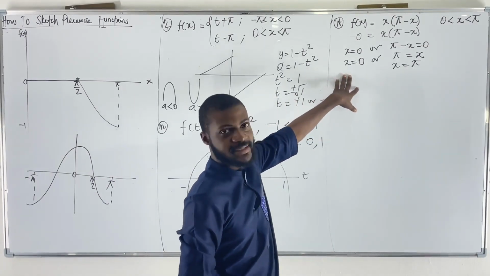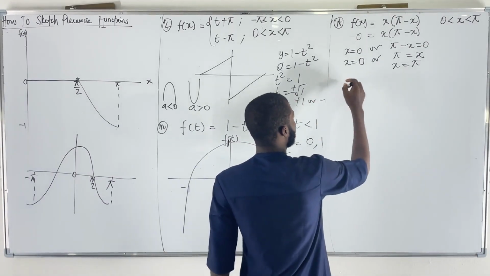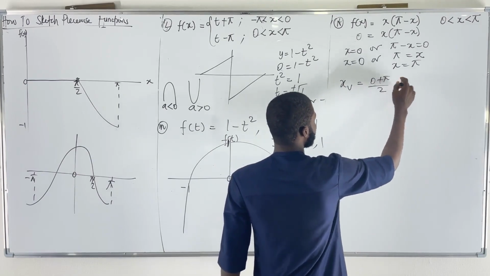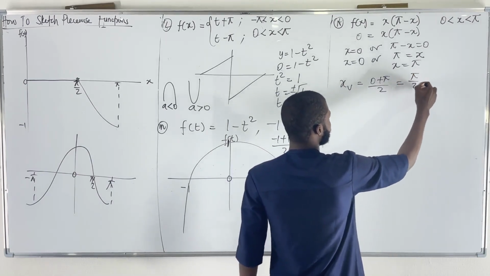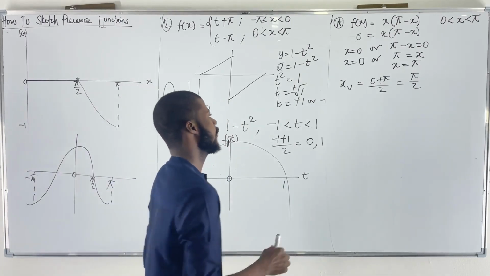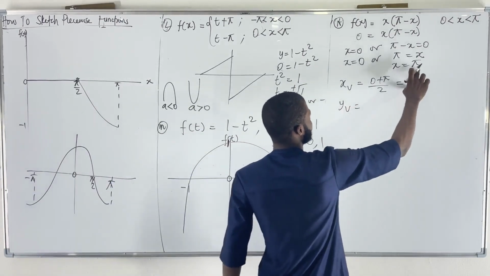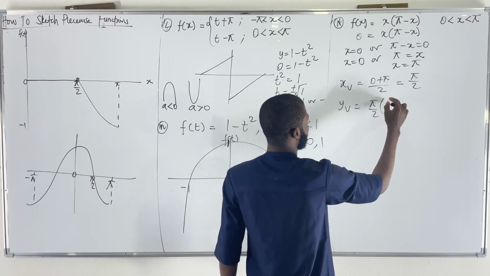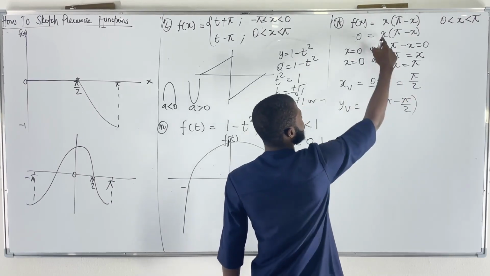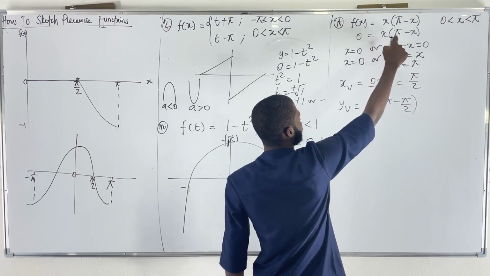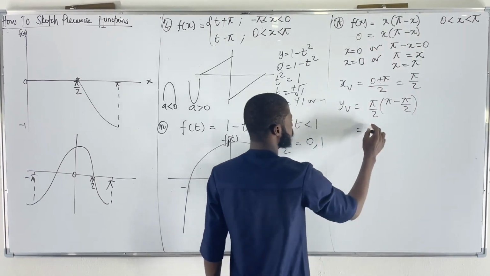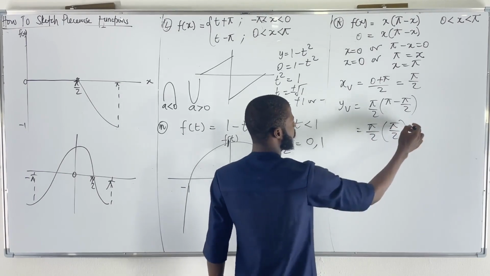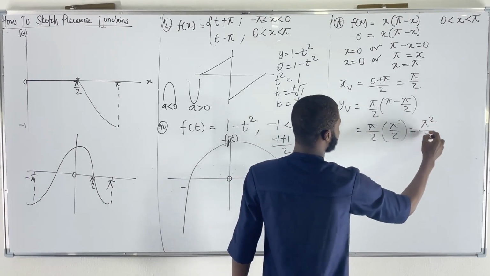Then what do you think would be your vertex here? The x value for the vertex will be 0 plus pi over 2, so this becomes pi over 2. Then for the y value for the vertex, take this pi over 2 and put it back into this expression. That will be pi over 2 brackets pi minus pi over 2, because anywhere you see x, you put pi over 2. Pi minus pi over 2 is pi over 2. We've done this before. So this will just become pi squared over 4.